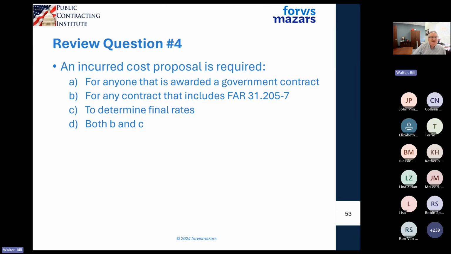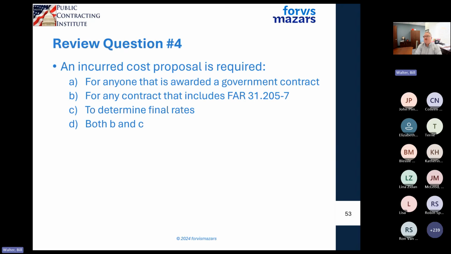A bunch of people are scratching their heads on this one. There's a little bit of a tricky part to this. Okay, but I see a lot of people are popping in D. Which is both B and C. A couple of people popped in B. And I'll tell you that when I wrote this, I was thinking D, but as I reread it today, I would accept both B and D.